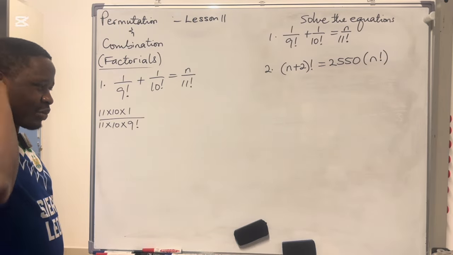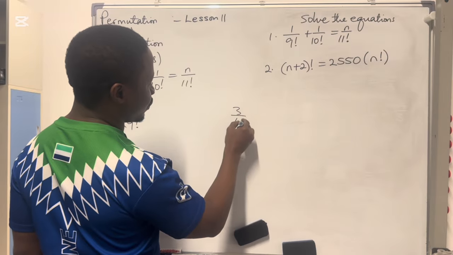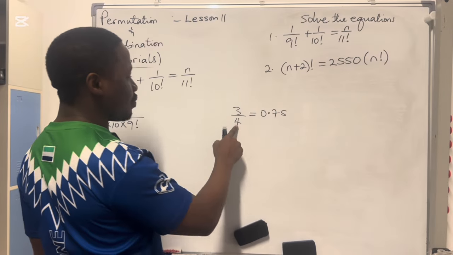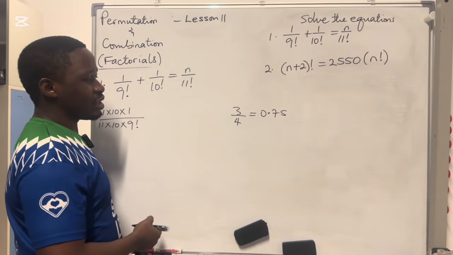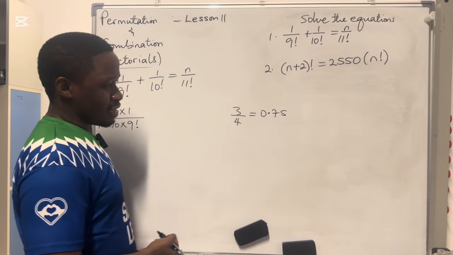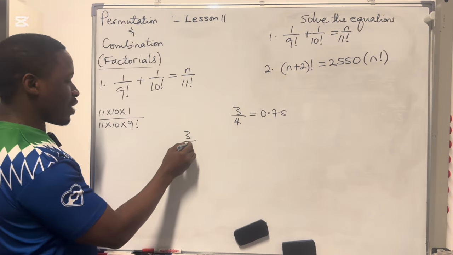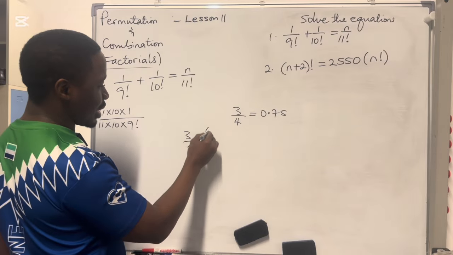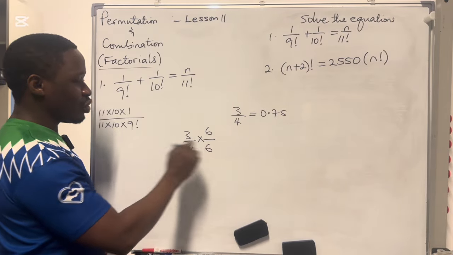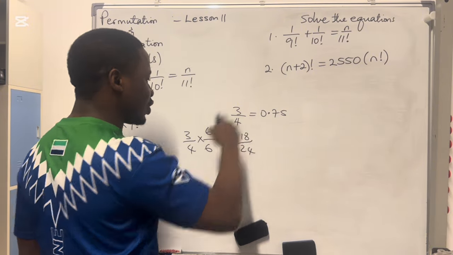Remember, from primary, we have what we call equivalent fractions. 3 over 4 is 0.75, because 4 into 3 is 0.75. But this 3 over 4, if you choose to multiply here by 6, as long as you multiply down here again by 6, you don't cause any harm. 18 over 24 will still give you this.